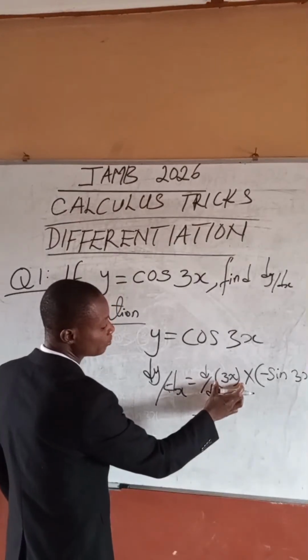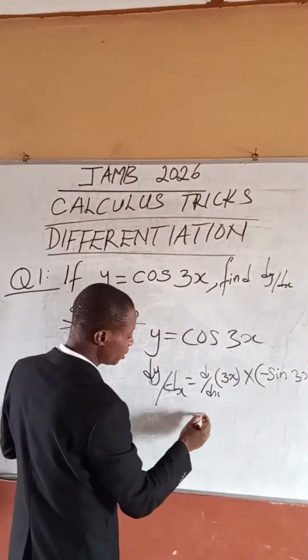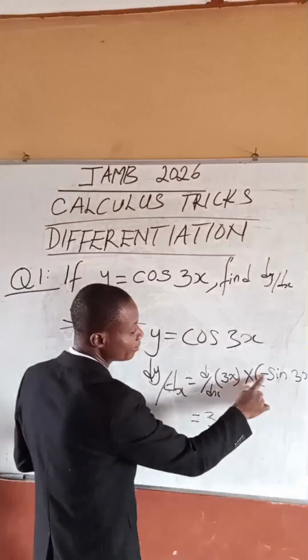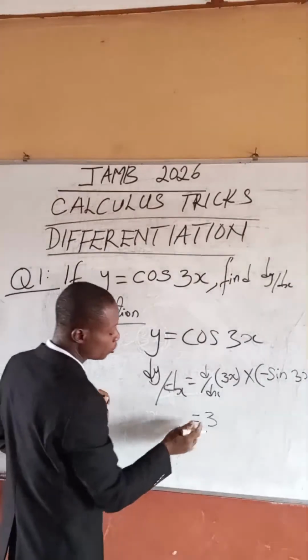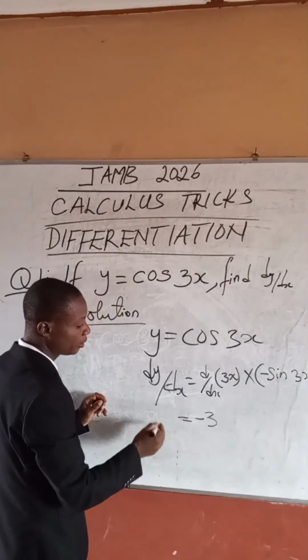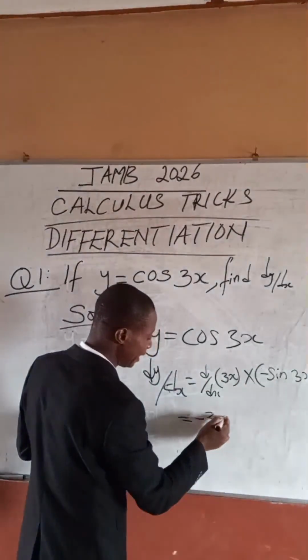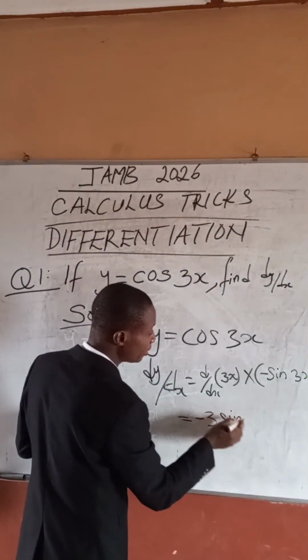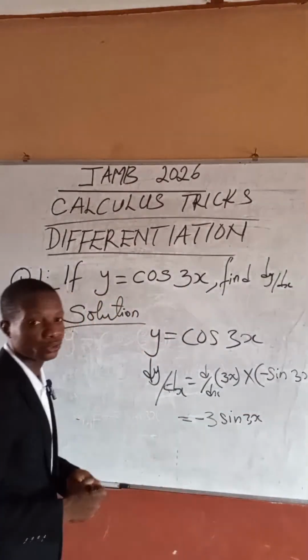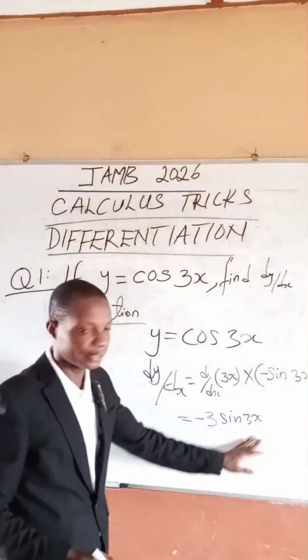Differentiate 3x becomes 3. Okay, whenever you differentiate 3x, it becomes 3. Then don't forget there's minus here. So you are going to include the minus right here. Okay, then we have sine 3x. This is the solution. Yes, it is this very simple.